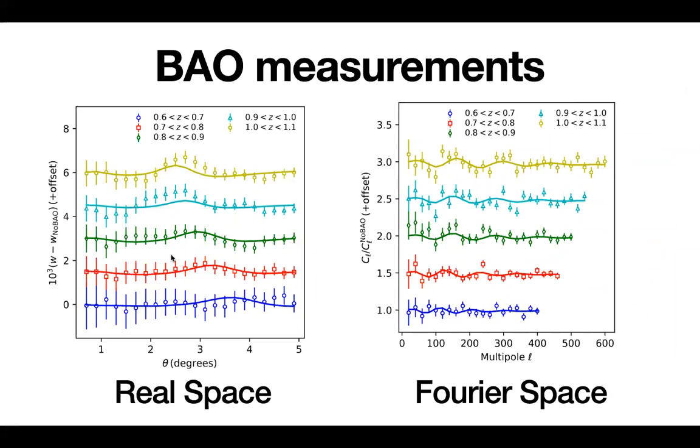So it may be difficult to tell on these plots, but imagine a flat line running through all of these. That's the no BAO signal. And then with the BAO, we're expecting this very small dip.